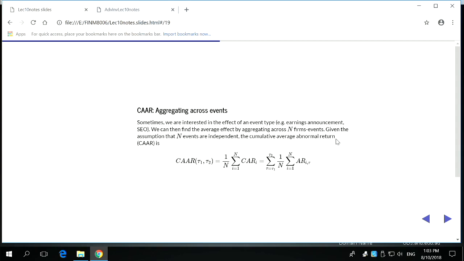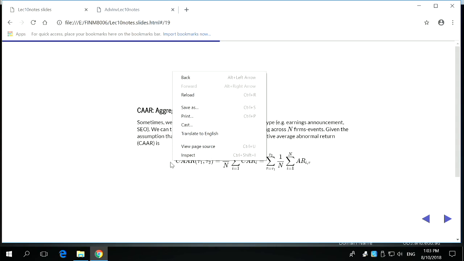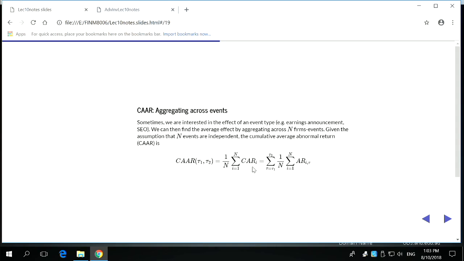Then what we want to calculate is for N events. These N events can be by multiple firms at multiple times, but we assume each firm and each date of each event is distributed independently. If that's our assumption, then we can calculate what's called the cumulative average abnormal return, the CAAR. The cumulative average abnormal return is just the average of the CARs of these independent N events.